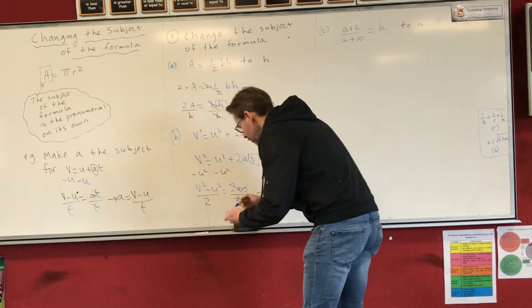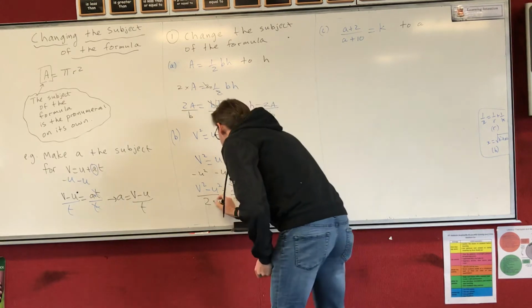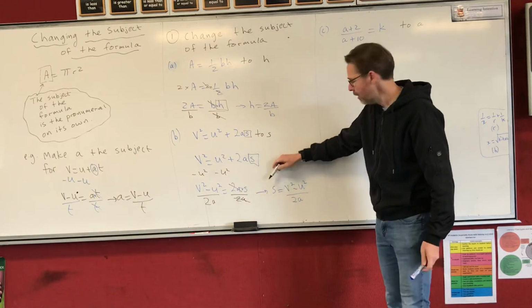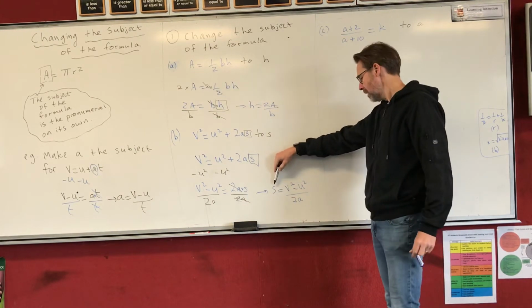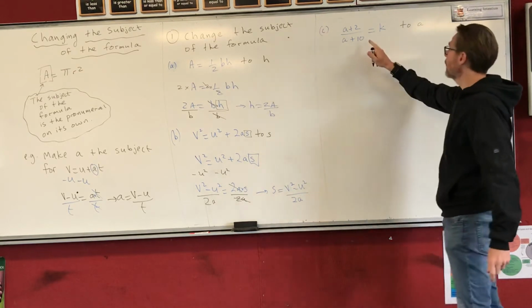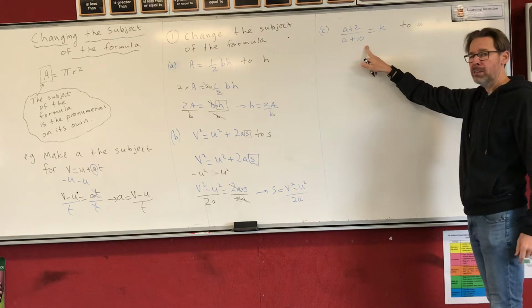Okay, that's an a there. Let's tidy it up. Okay, so now s is the subject of the formula. That is not a 5, by the way, it's an s. So s is the subject of the formula. So copy all that down. And then we're going to have a look at part C.